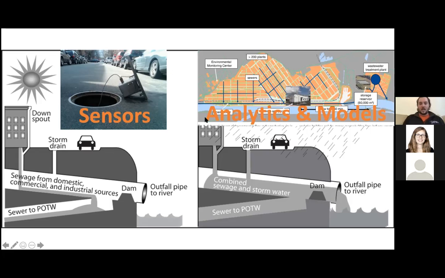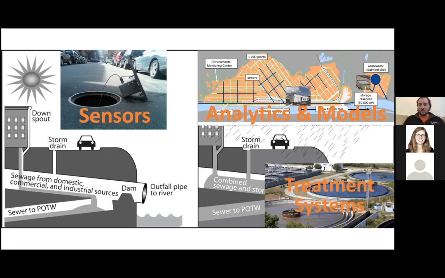With analytics and models, we're able to take the data from these sensors and project it out and anticipate not only where water is high now, but where water may become high in the near future. Bringing in data from the weather channel or something like that, projecting out when rainfall may happen, will help us know more in advance when we might be at risk for combined sewer overflows.